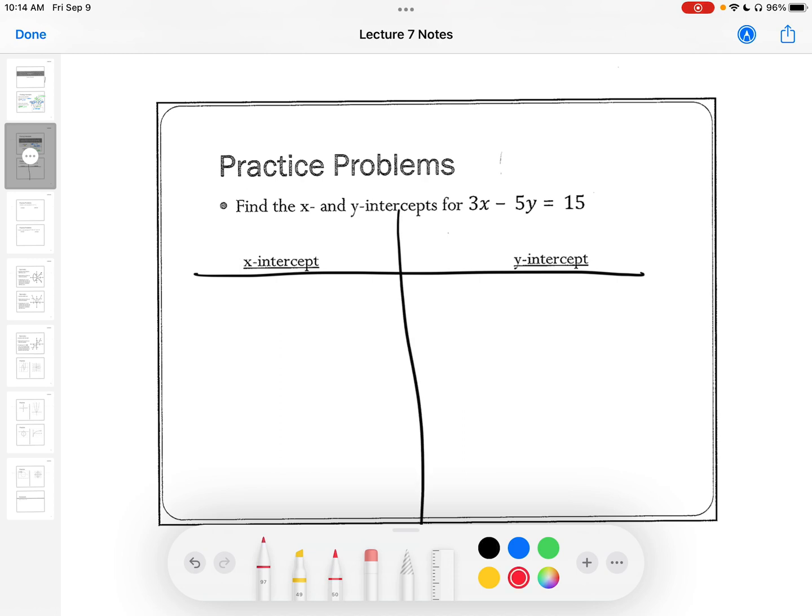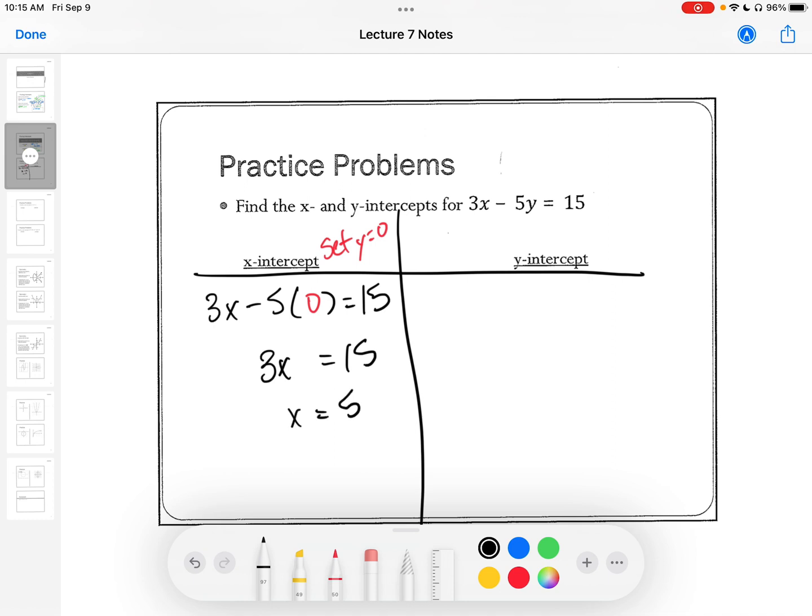For my x-intercept, remember I want to set my y equal to 0. So I will have 3x minus 5, and then instead of a y, I want to plug in a 0 in that spot, and that equals 15. So this is just 3x, and then negative 5 times 0 is just 0, which equals 15. I really don't even need to write anything. Just 3x equals 15. Divide both sides by 3, and I get that x equals 5.